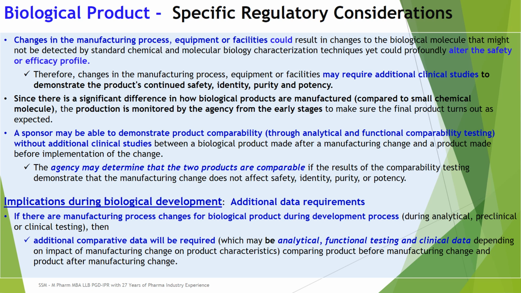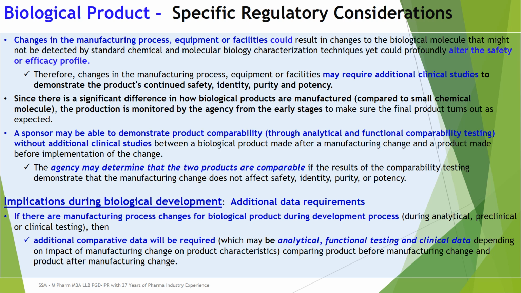Before, changes in manufacturing process, equipment, or facility may require additional clinical studies to demonstrate the product's continued safety, identity, purity, and potency. Since there is a significant difference in how biological products are manufactured compared to small chemical molecule, the production is monitored by regulatory agency from early stages to make sure that final product turns out as expected.